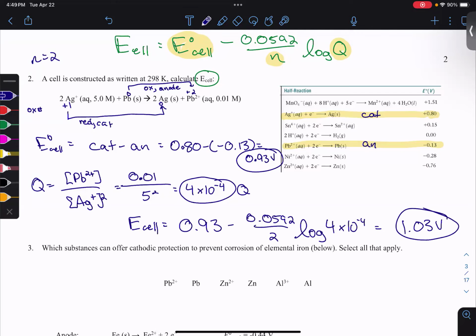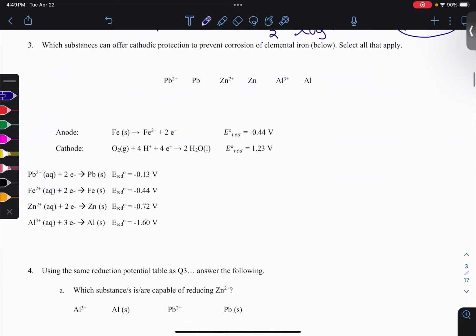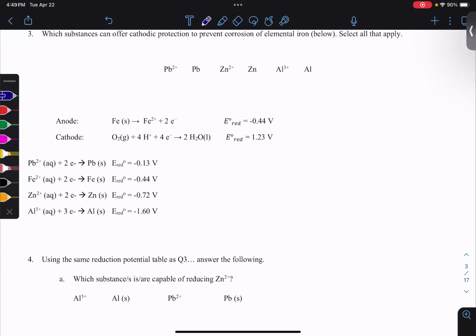All right, so let's talk about corrosion. And really it's just applying the ideas of what we discussed for midterm 4, that reduction potentials, the magnitude, tell us what substances are easily reduced or substances that are easily oxidized.